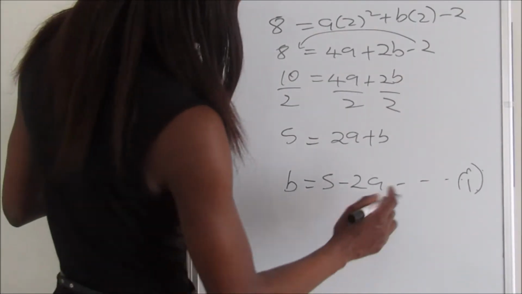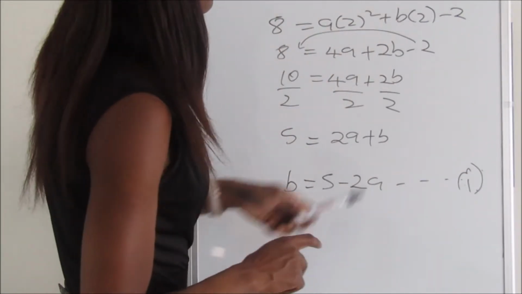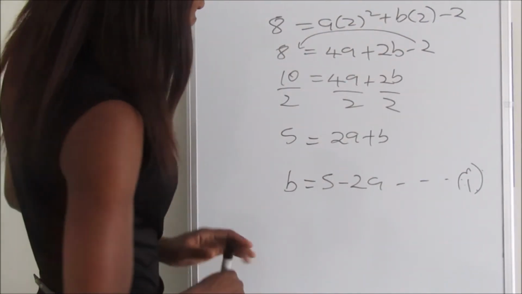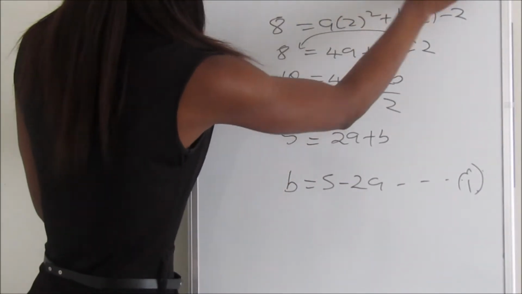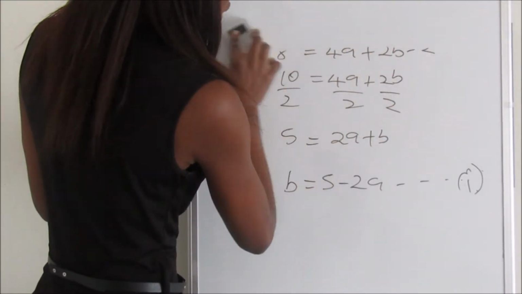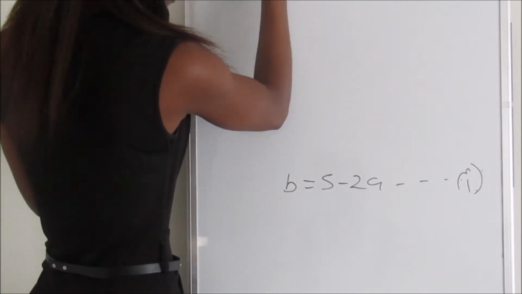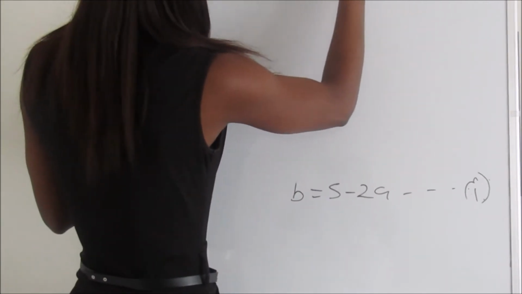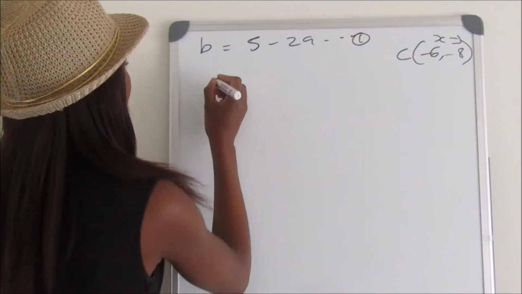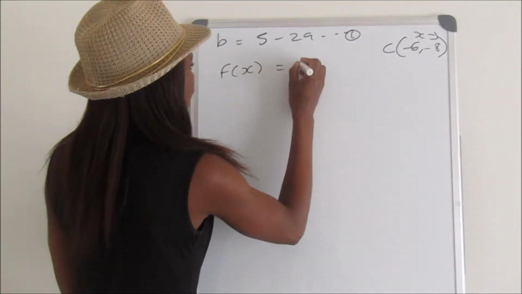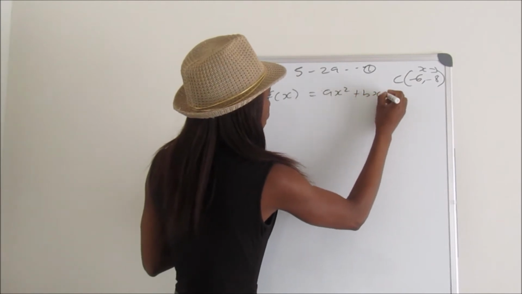Now that we have equation 1, we have to find the second equation by using the second point on the graph. Let me take everything out of the way. We have b = 5 - 2a, which is our first equation. Then for our second equation, remember we have f(x) = ax² + bx - 2.